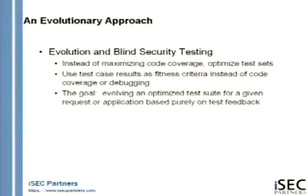So, evolution in blind security testing. Instead of maximizing one thing, we're optimizing test sets. And then we use test case results as fitness criteria instead of code coverage or debugging. The reason this is beneficial goes back to the original slides in my talk. I spoke about how a lot of times as a researcher, as a consultant, I need to interact with systems where I don't have a lot of information about them. I can't assume interactive access. And so having generally available criteria as fitness criteria that I can compute on is very helpful. So the goal is to evolve an optimized test suite for a given request or a series of requests based purely on test feedback.